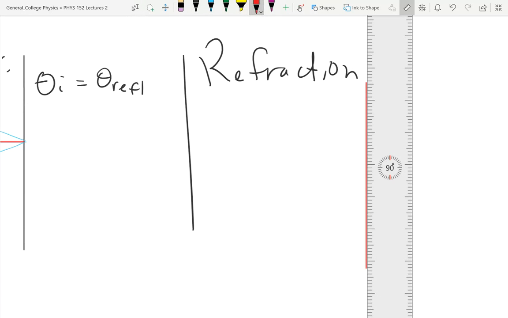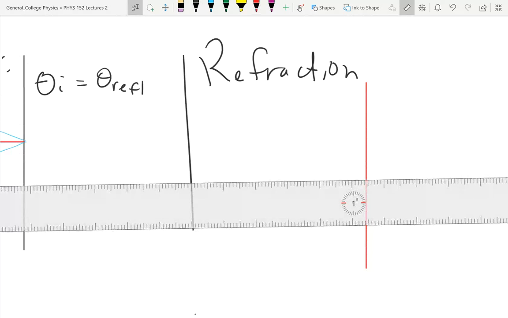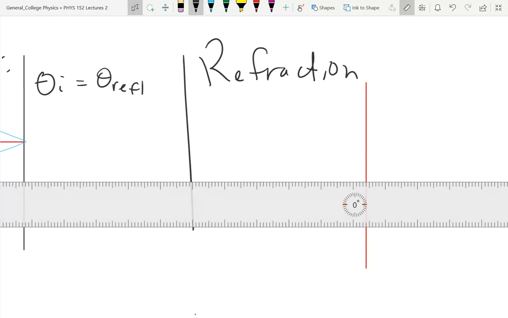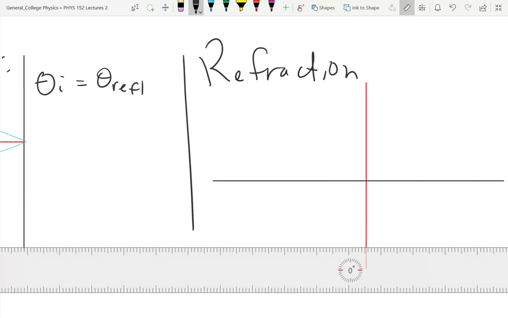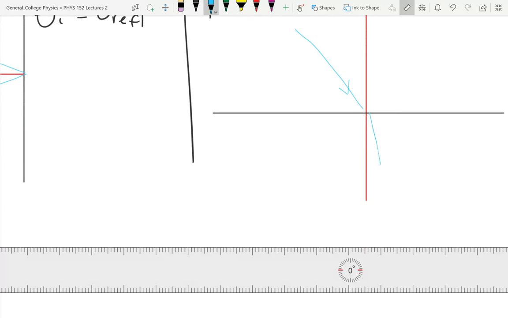here's my surface. Here's my surface normal. Actually, I'm going to choose the same colors. I'm going to have the surface be the black line, the surface normal be the red line. And so I'm going to have light come in like this. It's refracted, so it's going to go through. Goes like that. Where is the angle of incidence measured between? Okay, so there's the theta incident.